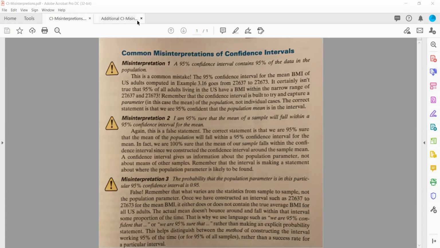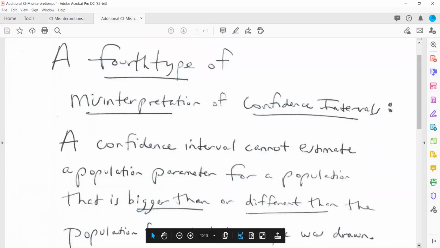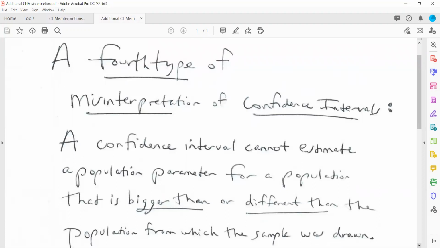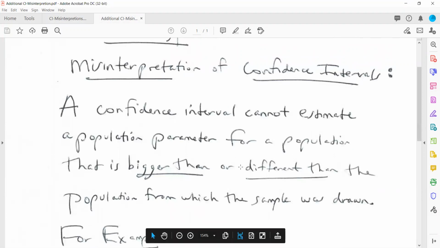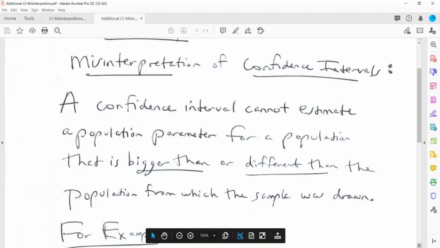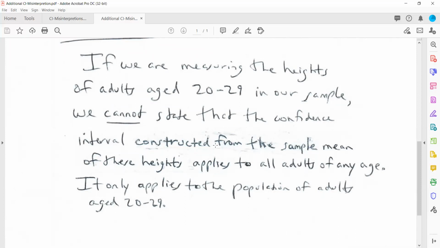And then the last, the 4th one, it's very important. This is one that typically you need to know for the final exam and also for the test. This is the 4th misinterpretation. A confidence interval cannot estimate a population parameter for a population that is bigger or different than the population from which the sample is drawn. I'll give you an example here. If we're measuring the heights of adults aged 20 to 29 in our sample, we cannot state that the confidence interval constructed from the sample mean of these heights applies to all adults of any age. No, it only applies to adults aged 20 to 29.